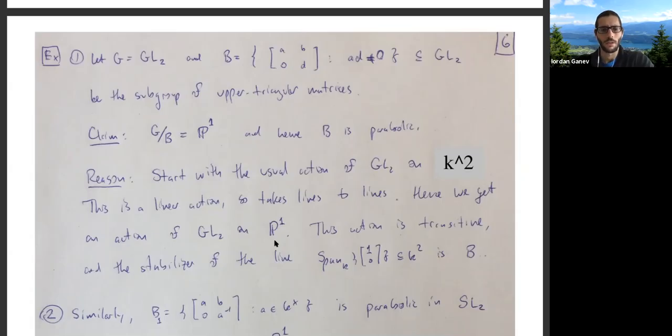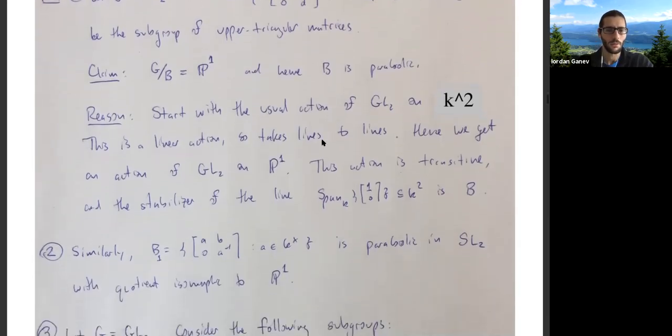And if you compute what the stabilizer of the line spanned by (1, 0) is, then it's just B. So that's pretty easy to see. So this is a fairly simple argument, and we'll see variations of this argument soon enough. So that proves that this subgroup of upper triangular matrices is in fact a parabolic subgroup.